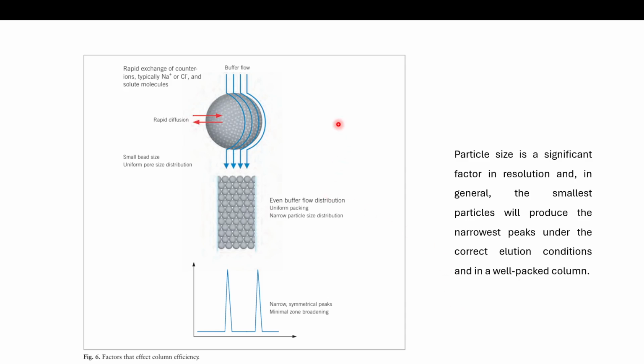Now see what can be the different factors that affect the column efficiency. Particle size is a significant factor in resolution, and in general, the smallest particles will produce the narrowest peaks, under the correct elution conditions and in a well-packed column. If there is uniform pore size distribution and small bead size, that will give narrow, symmetrical peaks and minimal zone broadening. Well-resolved peaks.